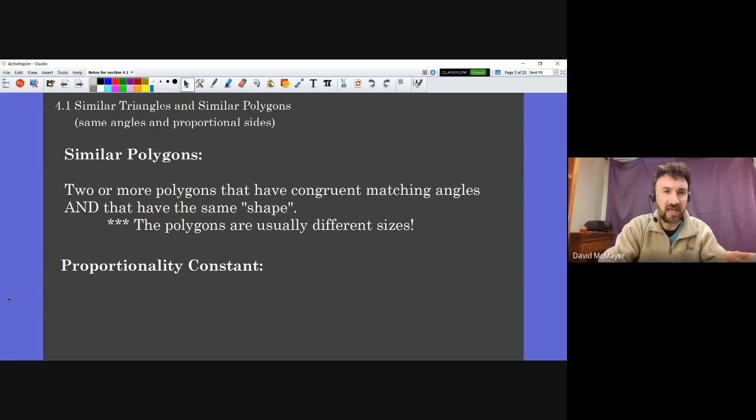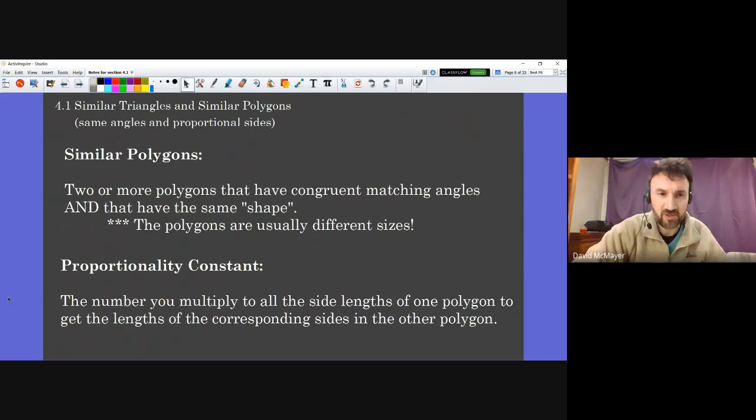We got another word I'd like you to add there. The other word is proportionality constant. This is kind of a big fancy word for just saying, what number do you multiply one of the polygons by to turn it into the other polygon? So I've got a definition here: the number you multiply to all the side lengths of one polygon to actually get to the lengths of the corresponding sides in the other polygon.